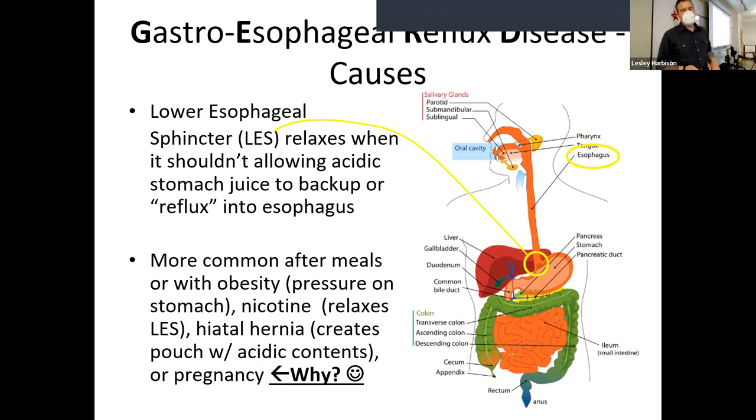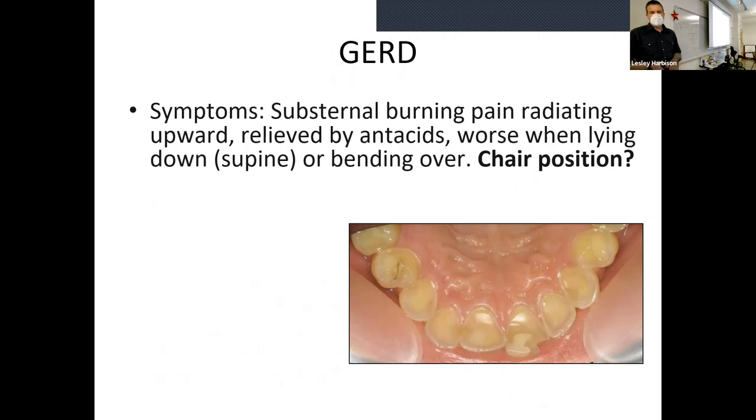Everybody's had heartburn before, where you get that pain in the chest after eating, and getting that occasionally is fine. It's when that happens a lot, and you're getting issues in the throat and mouth, that's when it's real bad. The symptom is what they call substernal, so it's below the sternum on your chest, and it's pain that generally radiates upwards.